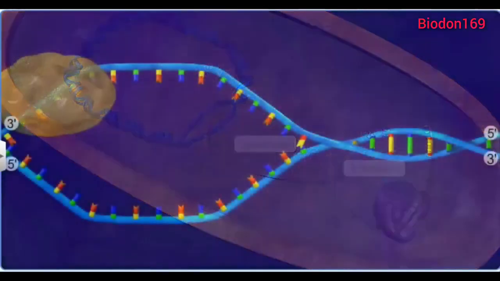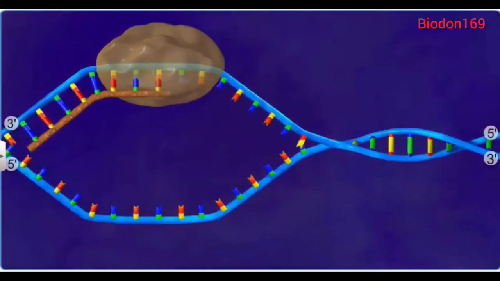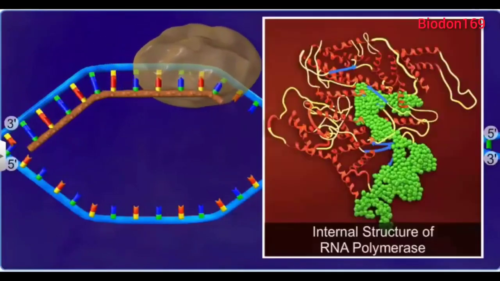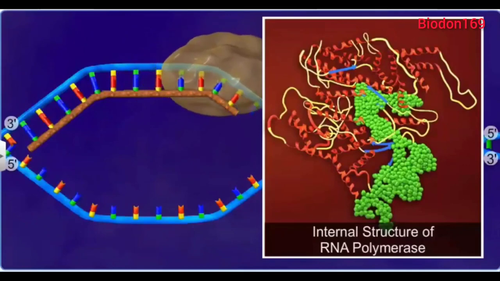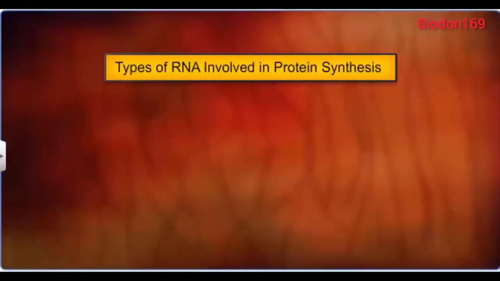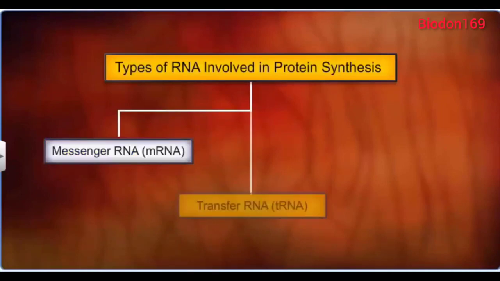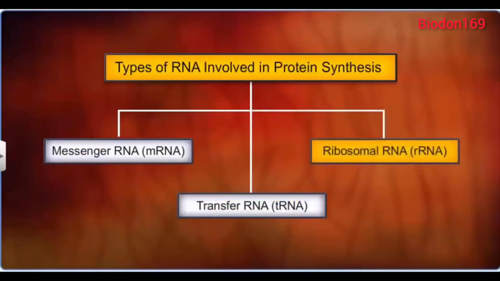In prokaryotes such as bacteria, only one DNA-dependent RNA polymerase enzyme catalyzes the transcription of all types of RNA. There are three types of RNAs involved in the process of protein synthesis: messenger RNA or mRNA, transfer RNA or tRNA, and ribosomal RNA or rRNA.